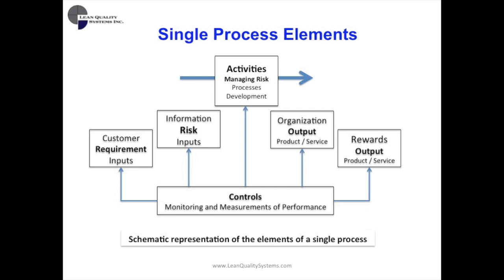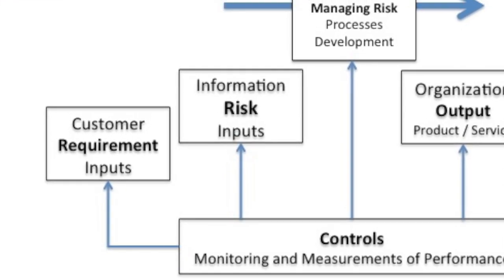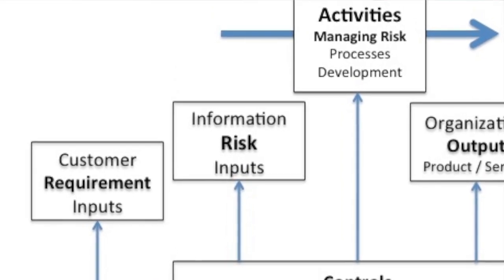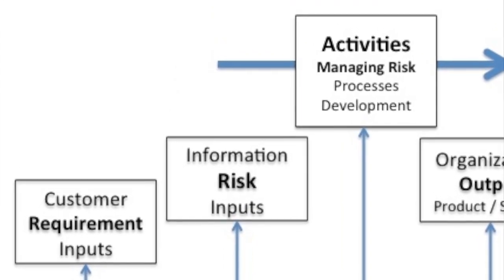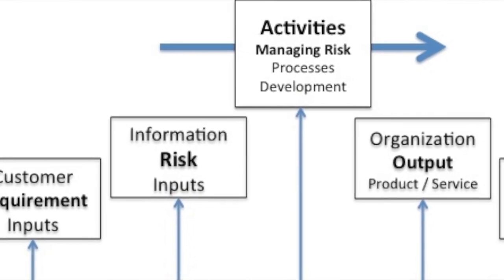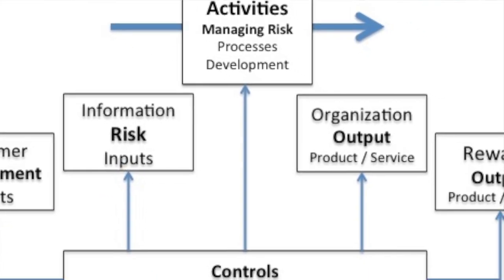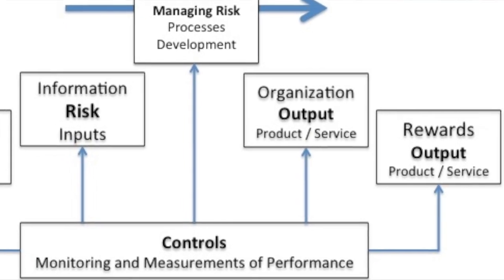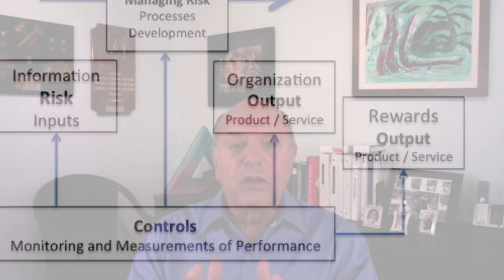Single process element. Let's take a look at this. This is pertaining to risk, a strategic relationship of the elements of a single process. The customer requirements is input. The information that we have on risk is an input. The activities we use to manage risk are our processes and procedures, and when we develop our planning and everything like that. The organization output is the product or service that we provide, and the rewards of the output are a good product and a good service, customer satisfaction. That's what it's all about. It's a very simple little process.